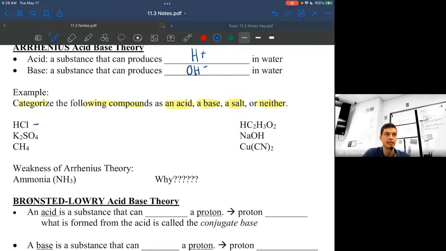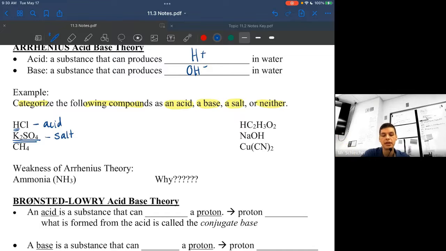So what do we think HCl is? Probably an acid, because there's an H in front that gives off H plus in water. What do we think K2SO4 might be? I don't see an H in front of it. I don't see OH minus in it. Could it be a salt? When I say salt, that is an ionic compound. Does it seem like an ionic compound? Yes, it does. There's a metal and a polyatomic ion in there. K is a metal, SO4 is a polyatomic ion. This would be a salt. Some sort of salt, right?